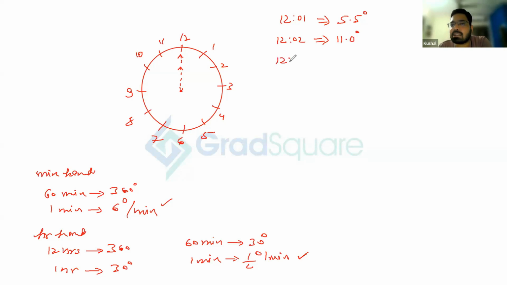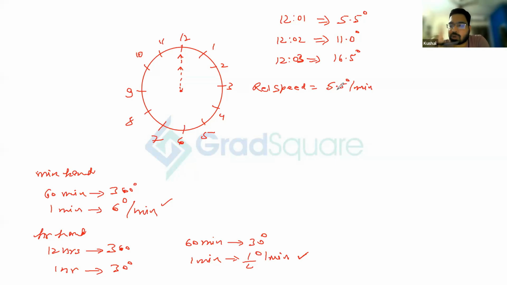If you look at 12:03, it is again going to increase by 5.5 degrees, and this is going to become 16.5 degrees. Right? So the angle between the hour hand and minute hand increases at what pace? That is your relative speed between the hour hand and minute hand. What is the relative speed between the hour hand and minute hand? It is 5.5 degrees per minute. That is the angle that is created or reduced.